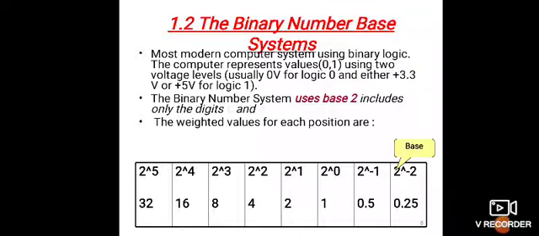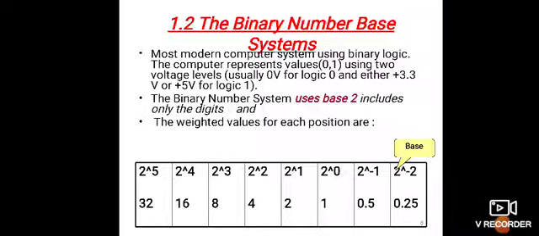In case of the binary system, the procedure is similar. Most modern computer systems use binary logic. The computer requires to present a particular value in the format 0 or 1 using two voltage levels, where we will cover logic 0 by using 0 volt, and logic 1 will be indicated by plus 5 volt or a higher value of voltage. The binary number system uses base 2, which includes only the digits 0 and 1.